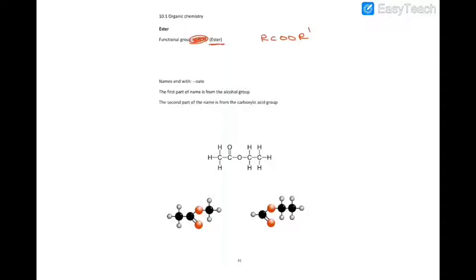So esters' names end in -oate, and when you're forming esters, there is the reaction of an alcohol and a carboxylic acid. This is how esters are formed, if you still remember from your IGCSE. So an alcohol will contain the OH. So for example, CH3, CH2OH.